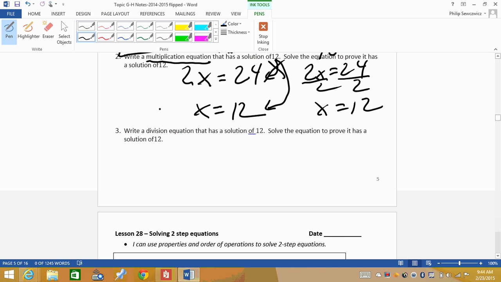All right. Last one. Write a division equation with a solution of 12. Division equation. So I know I need a division problem there. All right. Your variable on top is always going to make it easier for you. You could put it on the denominator, but that gets into something totally different that we have not seen yet. So don't put yourself in that situation. And again, I need the solution to be 12. So I need the answer to be 12.